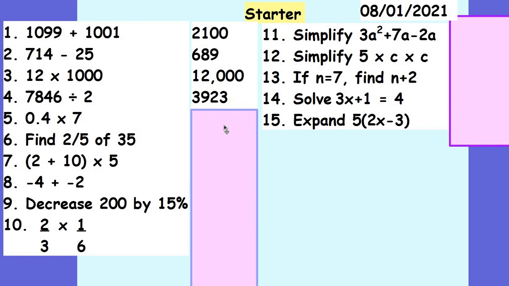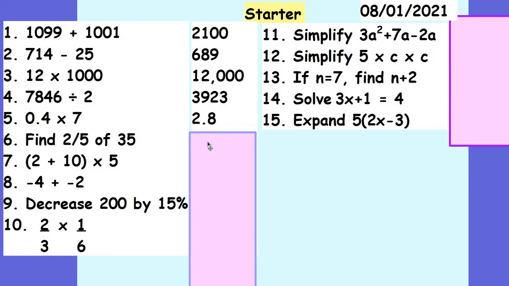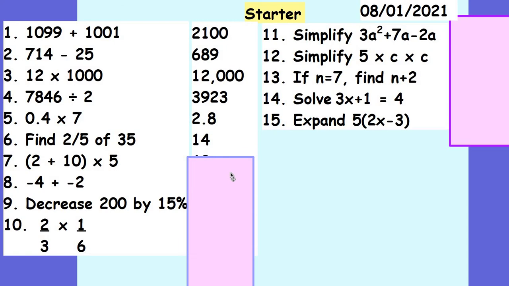7,846 divided by 2 gives me 3,923. 0.4 times 7, well I know that 4 times 7 would give me 28, so 0.4 times 7, I just need to divide 28 by 10, and that's going to give me 2.8. If I want to find 2/5 of 35, I find 1/5 by dividing it by 5, that would give me 7, but I don't want 1/5, I want 2/5, so I need to do 7 times 2, or 7 plus 7, which will give me 14.